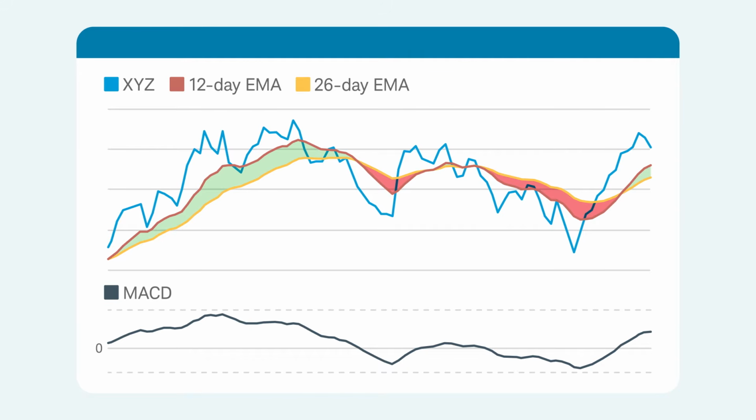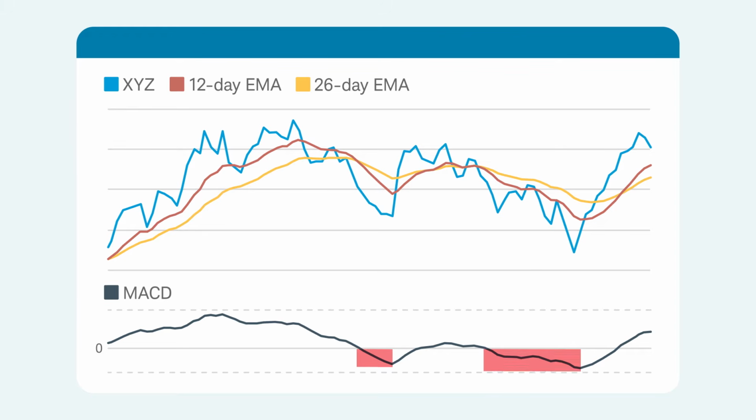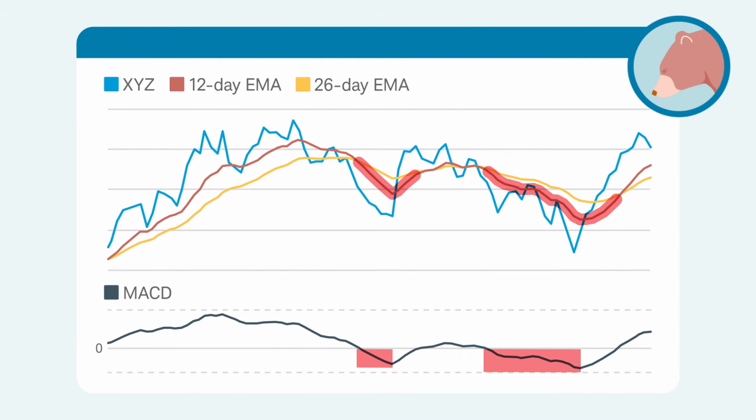The idea is that by comparing a stock's more recent price movement to its longer-term price movement, you can get a better view of the price trend. For example, when the MACD line crosses above the zero line, the 12-day EMA is moving above the 26-day EMA, meaning recent prices are getting stronger, which could be a bullish signal. On the other hand, when the MACD line crosses below the zero line, the 12-day EMA moves below the 26-day EMA, meaning recent prices are getting weaker, which could be a bearish signal.